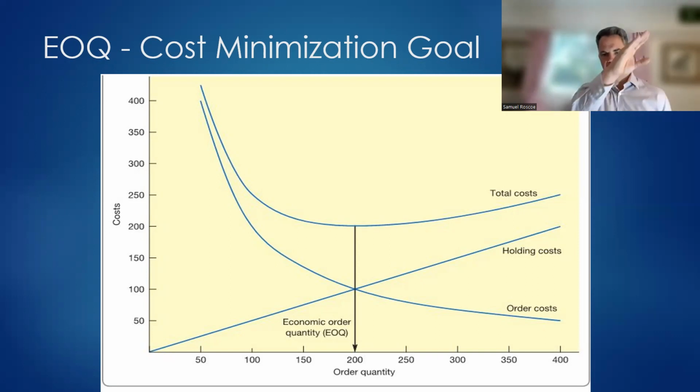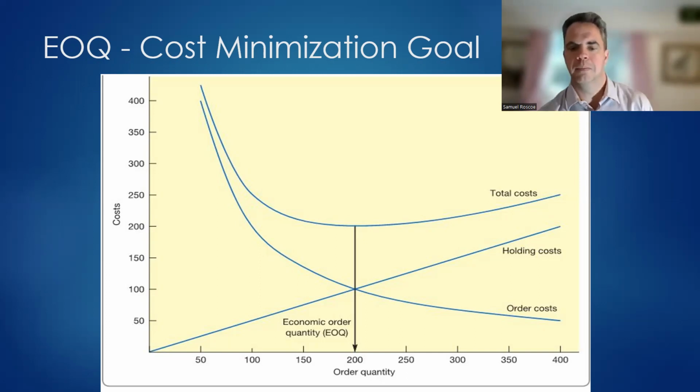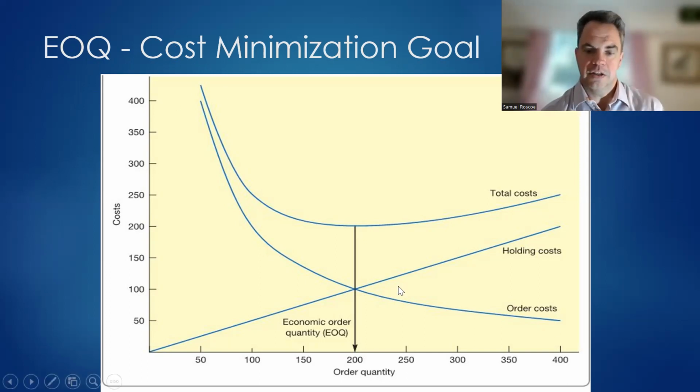And what we're trying to do here is get the lowest point of that total cost curve. You can see where those two lines intersect with each other, and that total cost curve is as low as possible. And that's suggesting in this graph that we would order around 200 units.